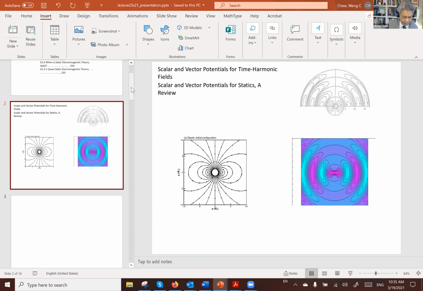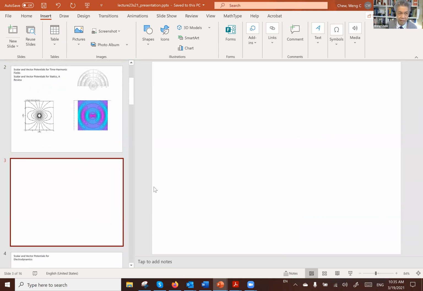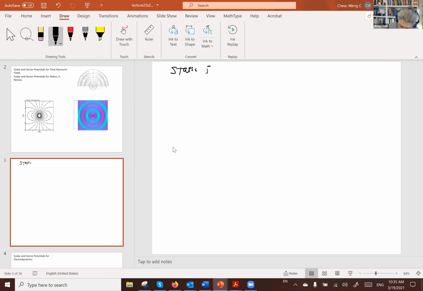Okay, so let's look at the static theory first and revisit that. For static theory, we have done that before. We say that if we have static fields, then Maxwell's equations are essentially just curl of E equal to 0, and curl of H equal to J. The first one is Faraday's law. The second one is Ampere's law. We have assumed that partial derivative with respect to t is equal to 0, so we can throw out terms that are unimportant.